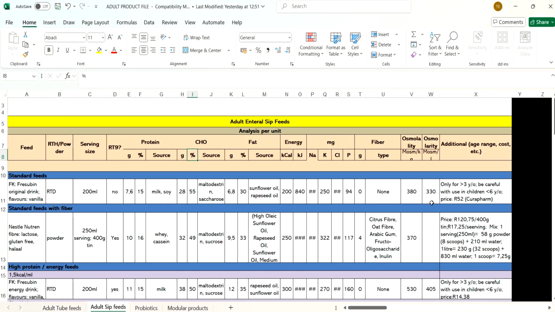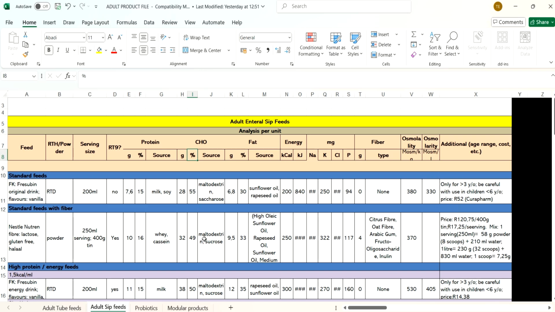Okay, so now we're on the sip feeds. It's very, very similar to the tube feeds, okay? It's the same types of rows, columns, etc., except the analysis is per unit. So per 200 ml bottle, per 250 ml bottle, per 125 ml bottle. So that's why the serving size here is very important to add in correctly, obviously, and then indicate your grams of protein, carbs, fats, energy, etc., for the actual serving size, okay? And then again, adding in any additional information, etc.